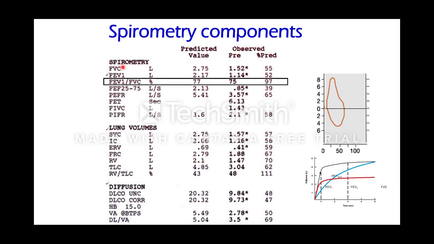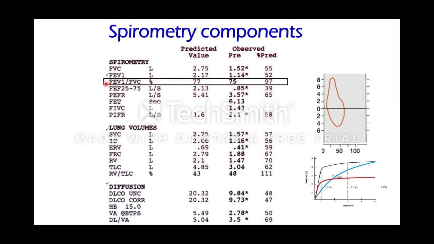Then we go to the forced vital capacity. If it's low, as in here 1.5 compared to the reference 2.75, then this is restrictive lung disease. If it's normal, then this is obstructive lung disease. If all these are normal, we go to FEF25-75. If it's low, then it is obstructive lung disease.